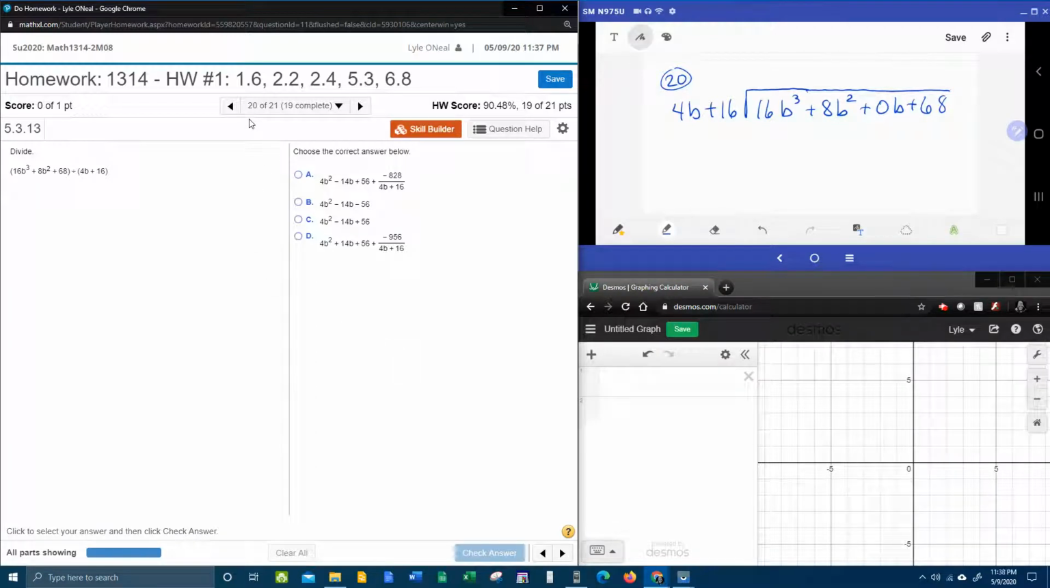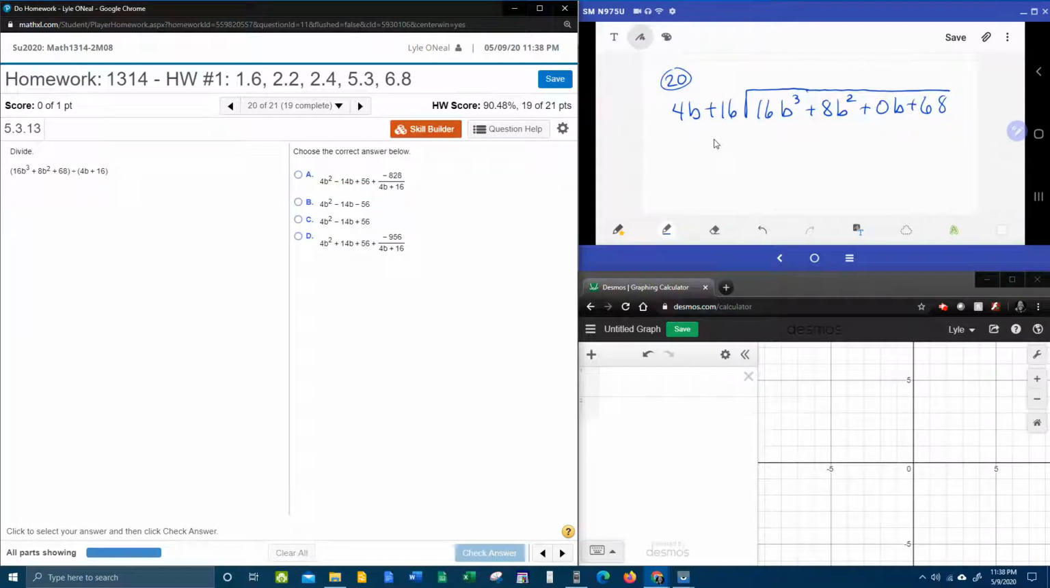Question number 20 of our college algebra, homework number one. In MyLab Math, the instructions say divide. And here we have another, looks like a trinomial divided by a binomial. And so just like in number 19, we're going to get to use long division. This one's a little bit different. I want to point something out.